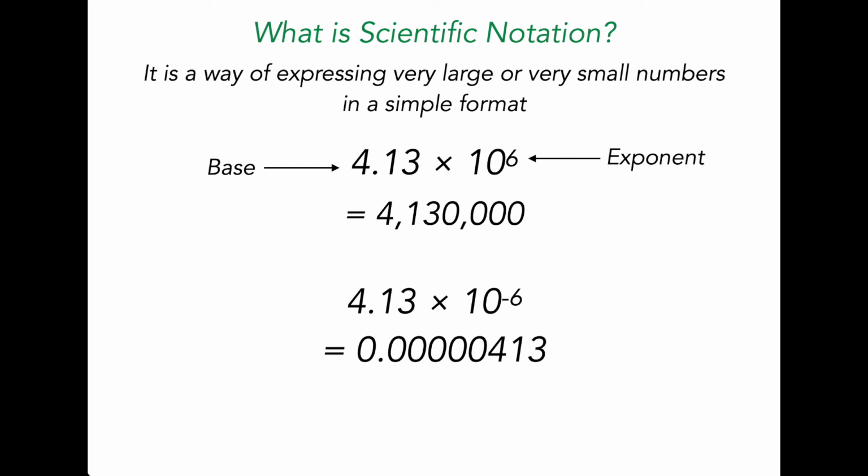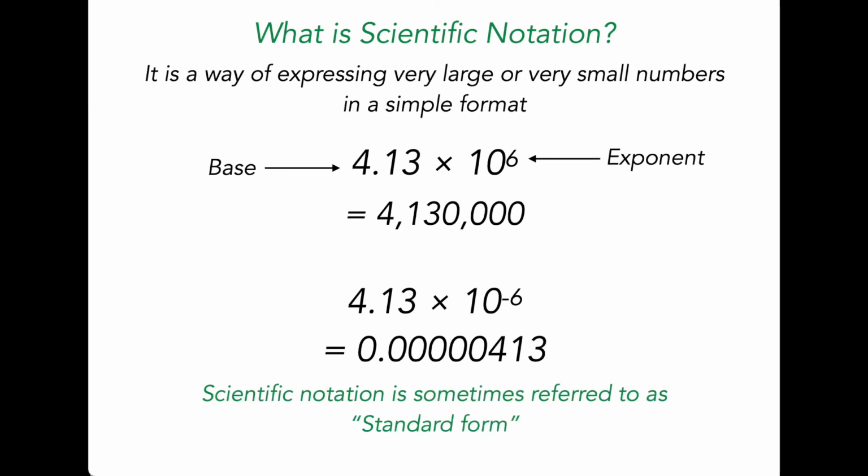If we have a very small number, we express the exponent as a negative. So in this example, where we have 0.00000413, we can express it as 4.13 times 10 to negative 6. And by the way, you may sometimes see scientific notation referred to as standard form, but this is mainly in British textbooks.